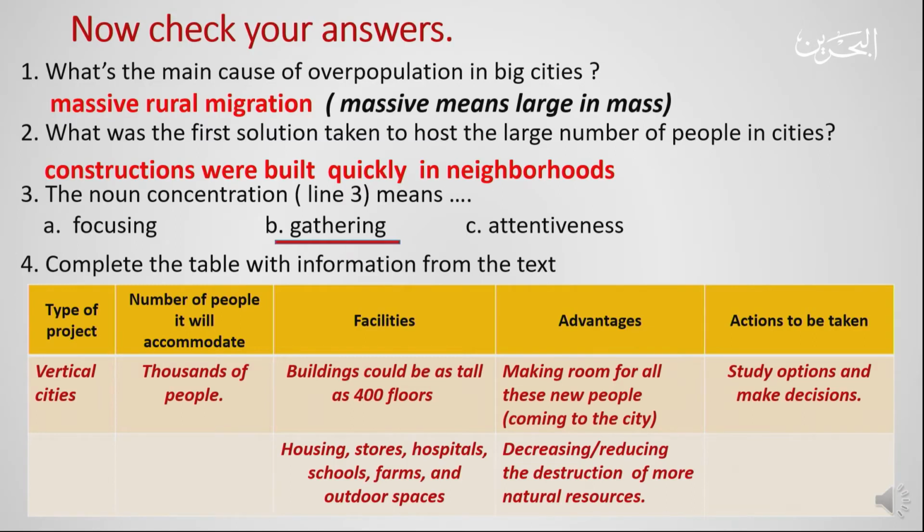4, as you see, the type of project: vertical cities; number of people it will accommodate: thousands of people. Facilities, like what? Buildings could be as tall as 400 floors. Housing, stores, hospitals, schools, farms, and outdoor spaces. Advantages: making room for all these new people coming to the city and reducing the destruction of more natural resources. The action to be taken is what? Study options and make decisions.